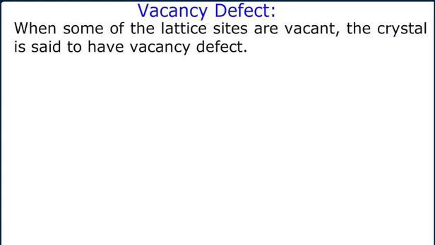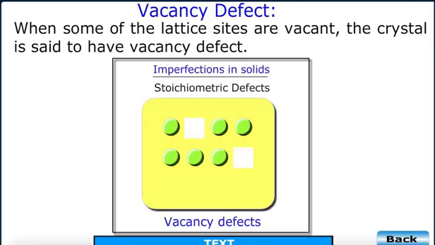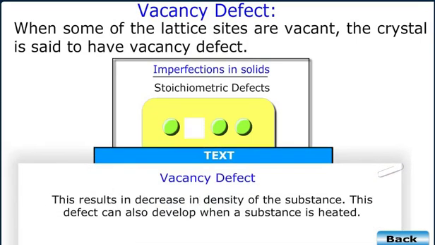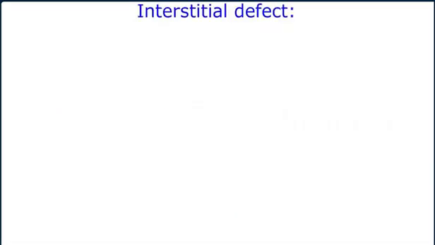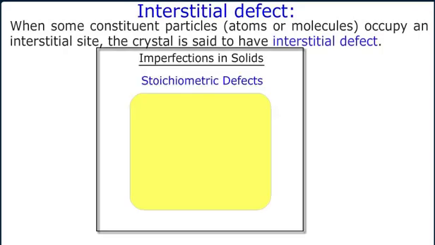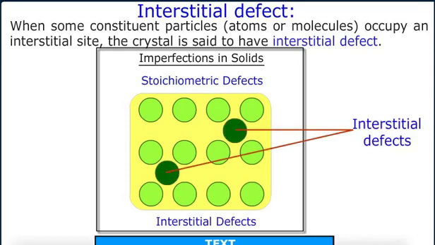Vacancy defect. When some of the lattice sites are vacant, the crystal is said to have vacancy defect. Interstitial defect. When some constituent particles, that is, atoms or molecules, occupy an interstitial site, the crystal is said to have interstitial defect.